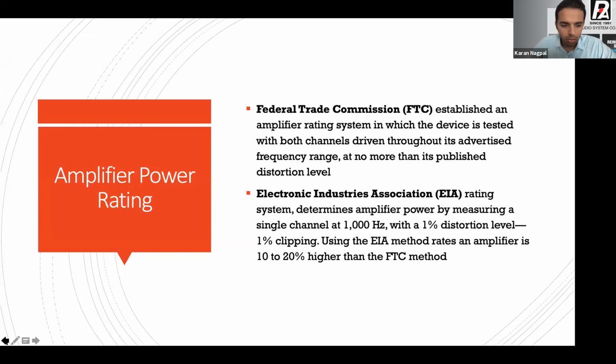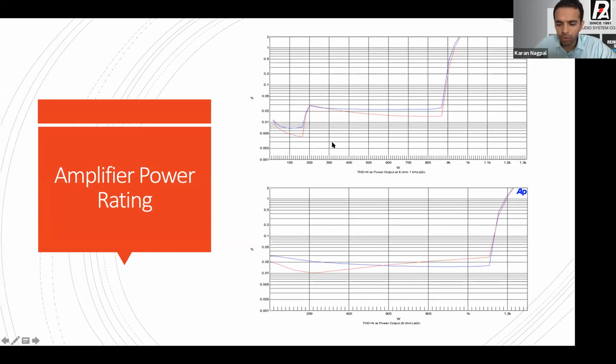And again, there's something known as Audio Precision, जो एक बहुत अच्छा, one of the leading manufacturers of audio test equipment. So what you see on the bottom scale is that we've just compared our amplifier with a competitor's amplifier, which has a similar power rating mentioned on a specification sheet.